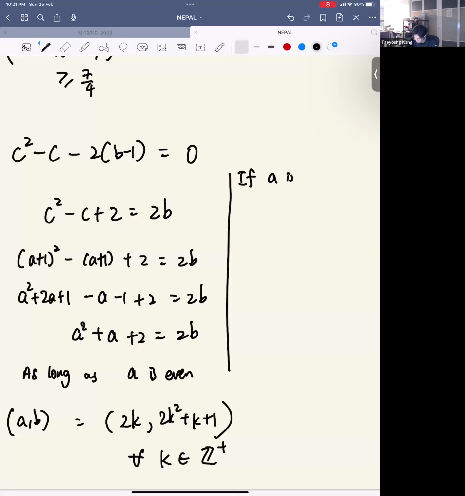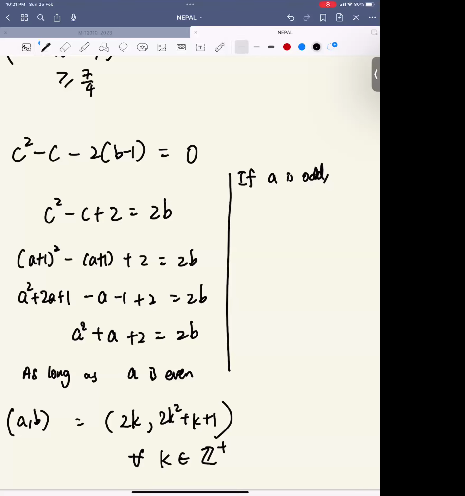If A is odd, wait, sorry, give me a moment. Wait. Yeah, I think it can be odd too, because, wait, odd plus even is even. A cannot be odd though. Okay.